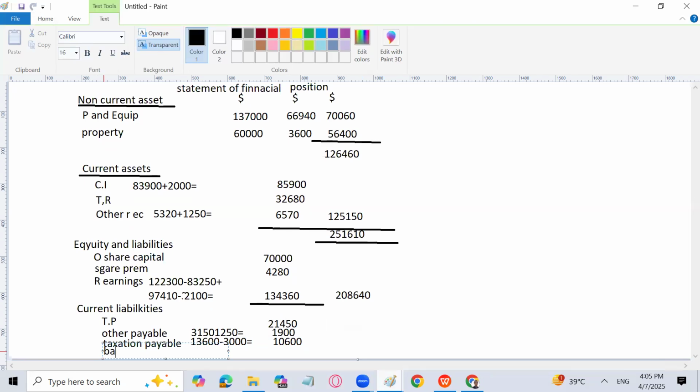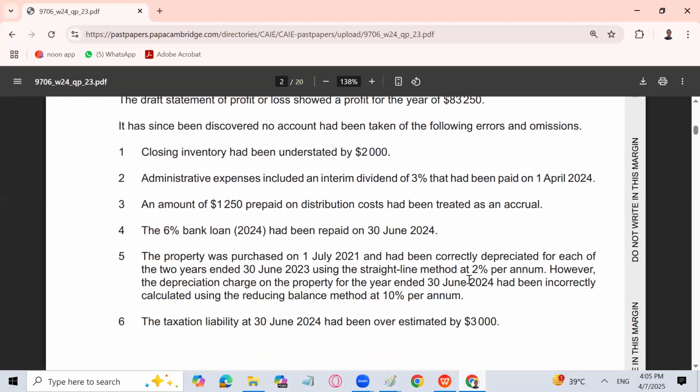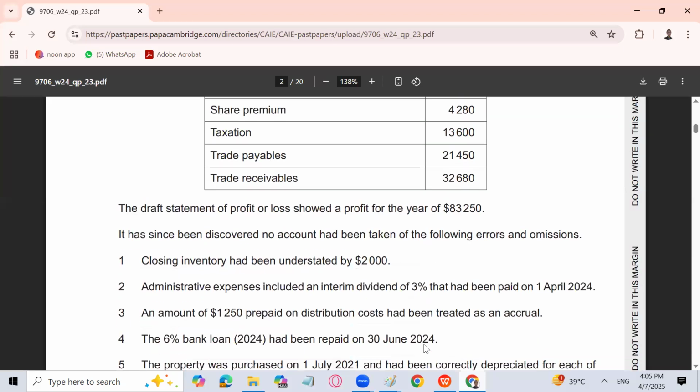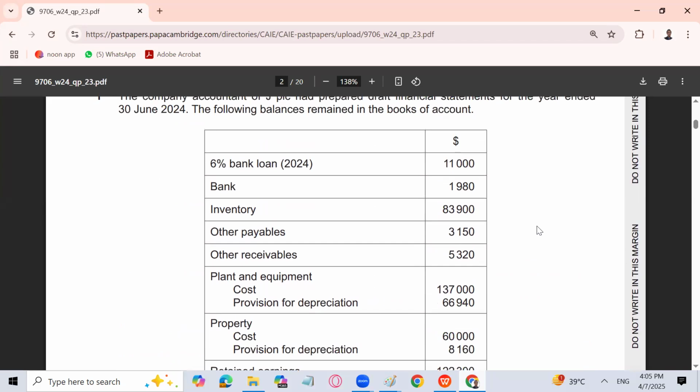Now I will write the bank overdraft. So bank overdraft needs to be adjusted. Why, sir? Because we have paid the bank loan. I will also show the taxation amount. See, taxation was 13,600. Taxation liability had been overestimated. So हमने 3,000 टैक्सेस में से माइनस कर दिया और वो प्रॉफिट में हमने वापस ऐड भी किया। अब वो कहता है हमें कि बैंक ओवरड्राफ्ट जो है वो हमारा 6% लोन हमने पे ऑफ कर दिया। तो 1980 minus 11,000, what is the amount?